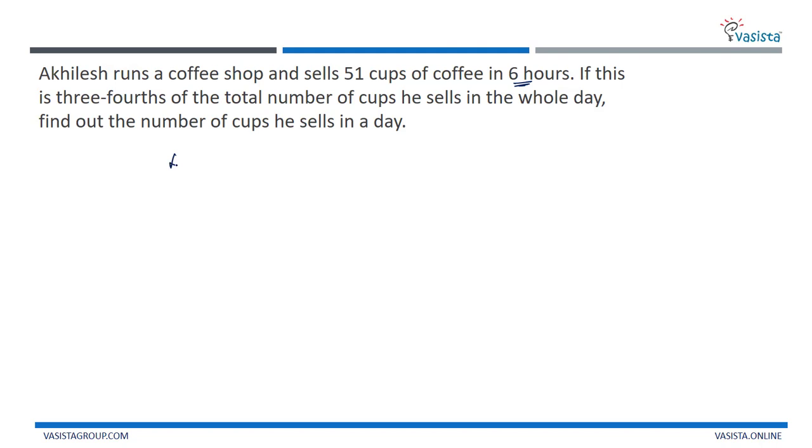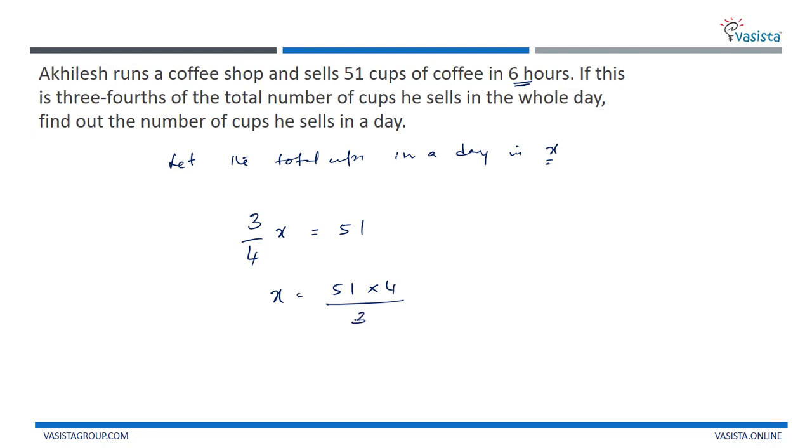So we are supposed to find how many cups he is going to sell in a day. Let the total number of cups Akhilesh sells in a day be X. 3/4 of X is sold in 6 hours, which is 51. Let's simplify this: X is equal to 51 times 4, divided by 3.